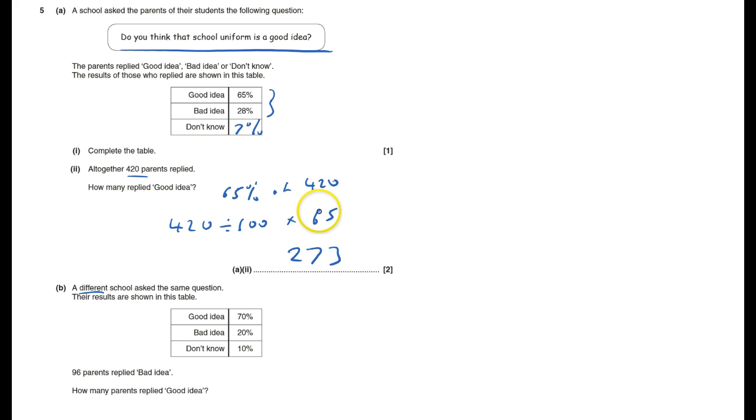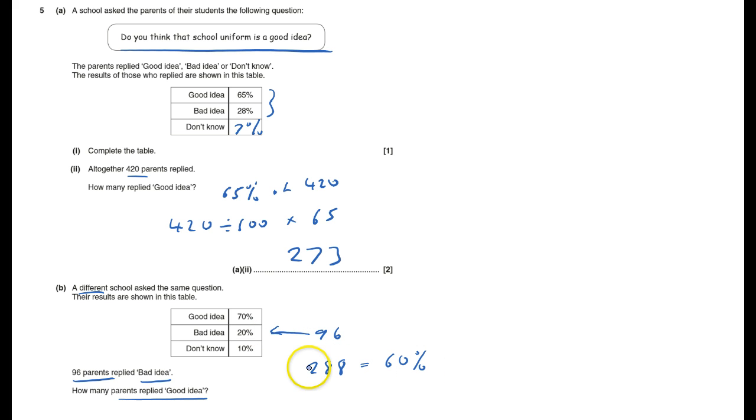It's a different score. Okay, these are the results. 96 people said a bad idea. So that bit, that 20%, is 96 people. We want to know how many people said good idea. Well, 96 is 20%. If we times that by 3, that'll be 288. Well, that will be 60%.